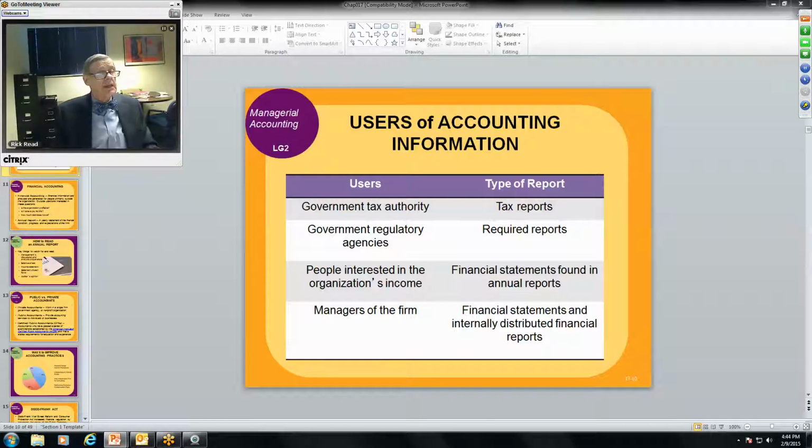But then the regulatory agencies, I mentioned the SEC, Securities and Exchange Commission, there are other ones that have required reports, and those things are necessary to get to them. Most of those happen to be quarterly reports, and especially for companies that are publicly traded. So you can do that. And then, of course, we want to make sure that the financial statements are distributed throughout the firm to those people who most need them.